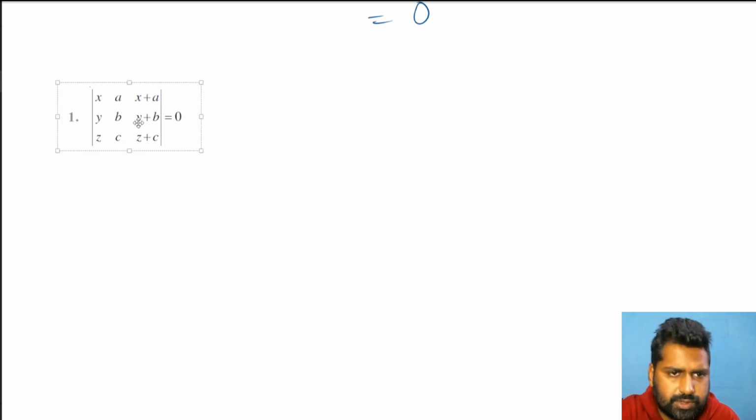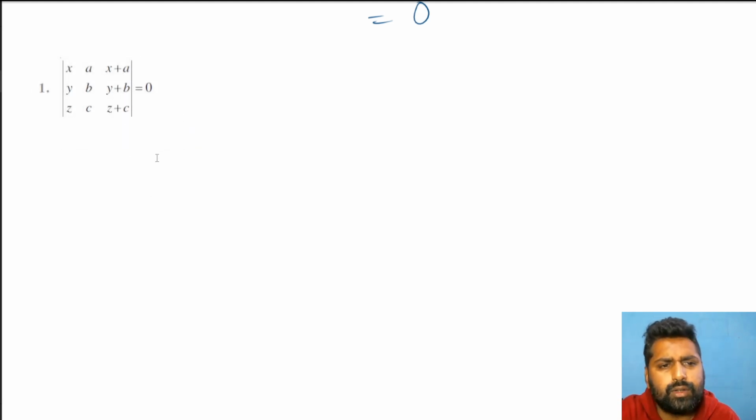Okay, first question is saying, and also we'll have to do it very fast, so of course we'll be using properties. Expanding is one option, but that is a last resort. Try to use as much property as possible. Okay, this is x plus a, this is x, y plus b, this is z plus c. I think you can understand. This is x and a, this is y and b, this is z and c.